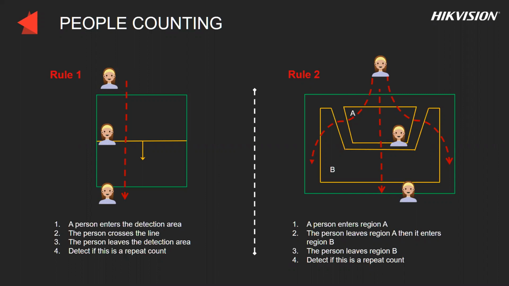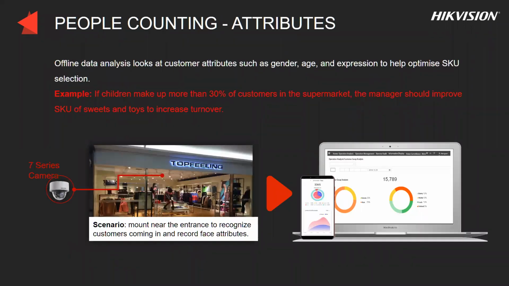Likewise, with rule number 2, we can monitor the direction of travel of a person moving from one area to another and avoid any repeat counts as they move around those specified areas. Offline data analysis or data mining allows us to review the information obtained from the people counting.